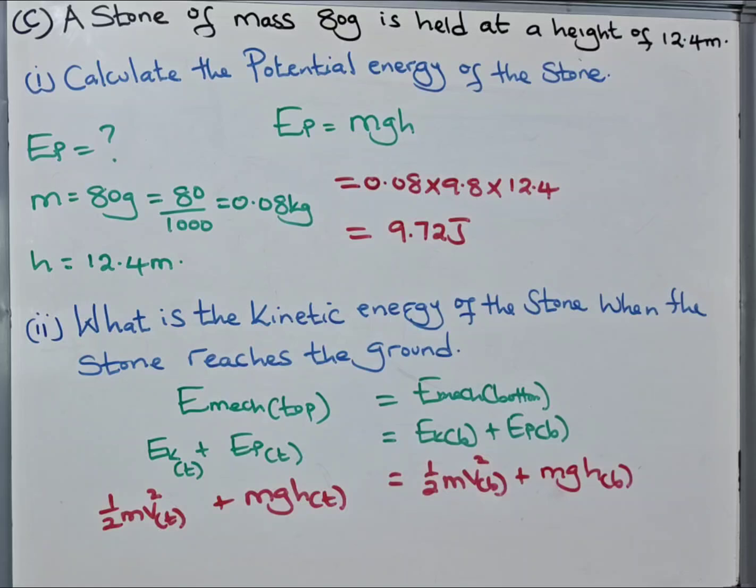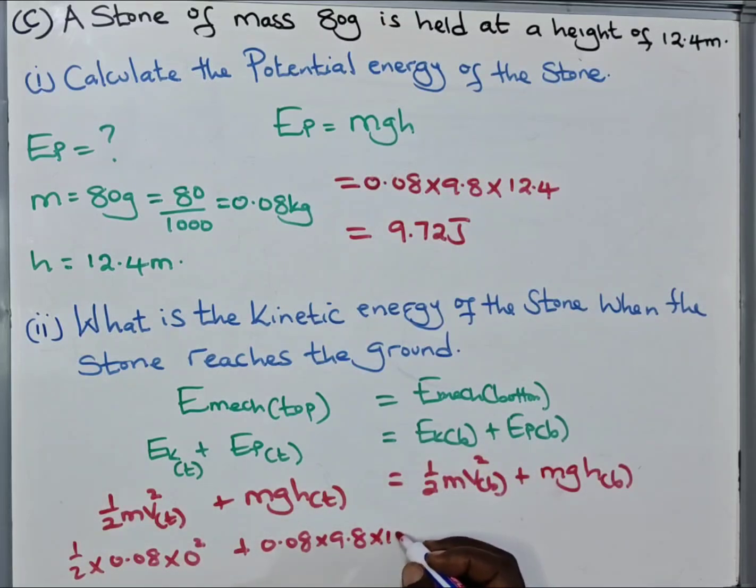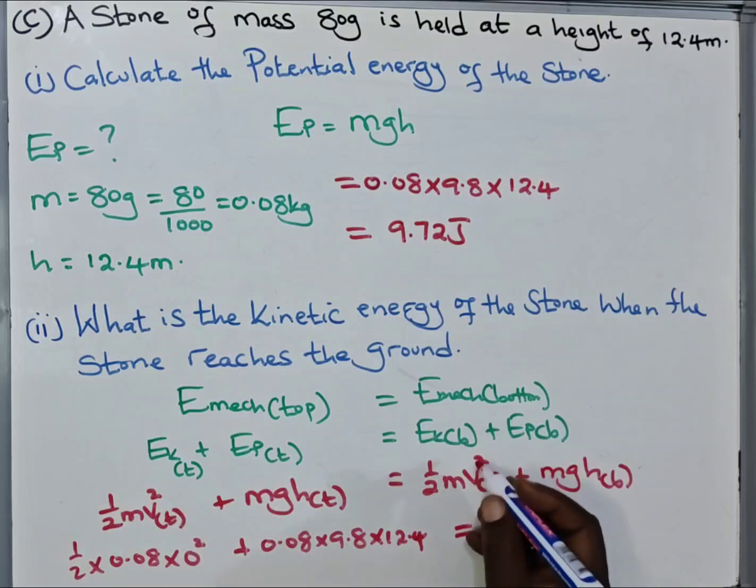Now remember, the stone was initially held. So if it was initially held, it means that this velocity is 0. So we are going to have a half times mass, which is 0.08, times 0 squared, plus 0.08 times 9.8 times height, which is 12.4, giving us this side.